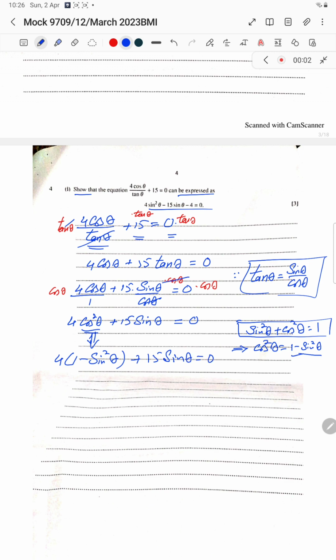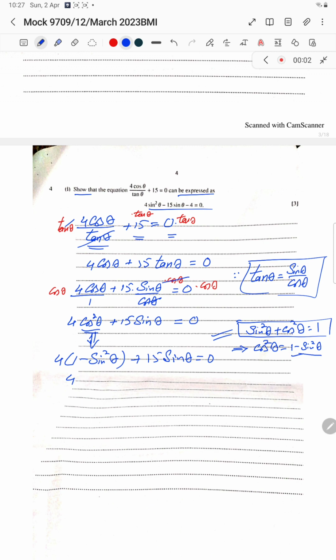Keep one thing clear in your mind. This identity holds only when you have sine square theta plus cos square theta. The sum of the sine square function plus cos square should equal 1. If it is sine theta plus cos theta, then it will not be 1. If it is any other power, like sine cube theta plus cos cube theta, then again it will not be 1. It only works with the square terms and it must be plus. I hope it is clear.